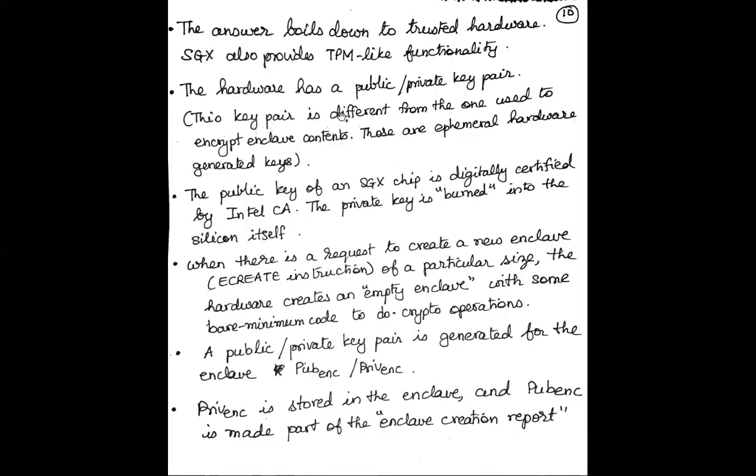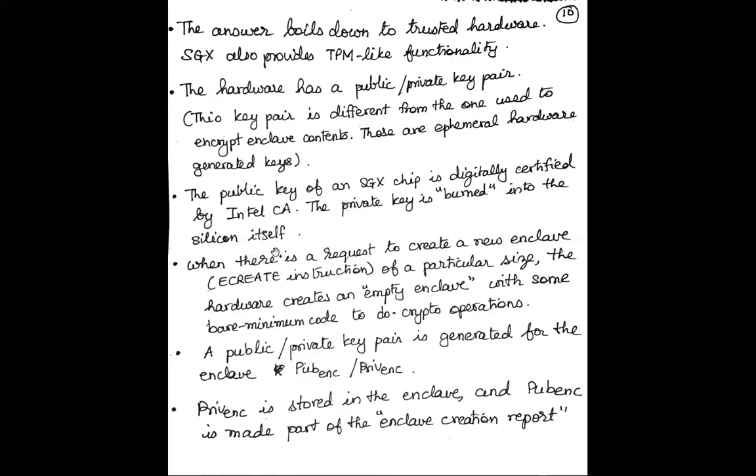Okay, so this key pair that I'm talking about over here is different from the one that is used to encrypt the enclave contents. Those are actually ephemeral hardware generated keys. So the public key of an SGX chip is actually digitally certified by Intel CA. So there's a trusted certifying authority that's actually providing you a digital certificate for the public key. And in some sense, this private key is actually hardwired into the chip itself. So it's in some sense burned into the silicon. It's there as part of the circuitry.